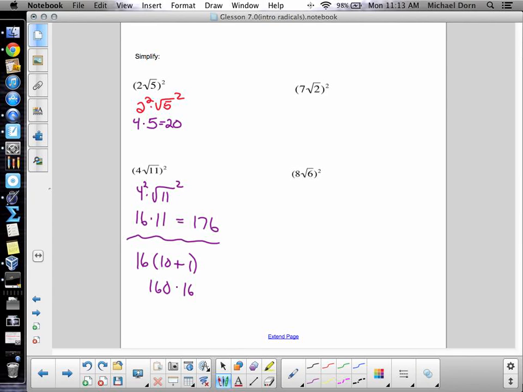7 root 2 squared. Again, 7 squared times the square root of 2 squared. What I was seeing walking around on problems like this, a couple things. People not writing the square root symbol down because, by gosh, it's just too darn hard to write that symbol. Do not ever leave the symbol off if it's a square root. You're going to forget to put it back, and it's going to create a nightmare for you.